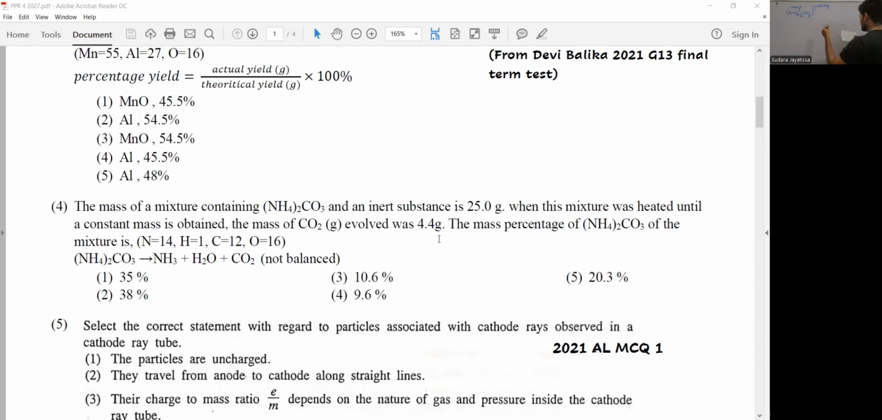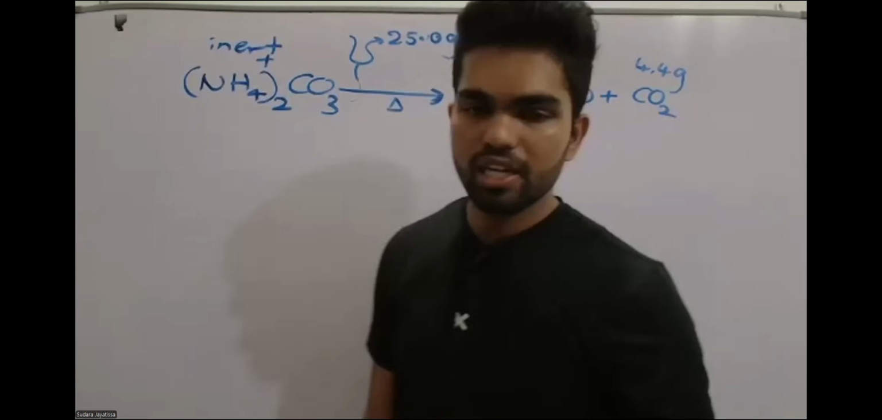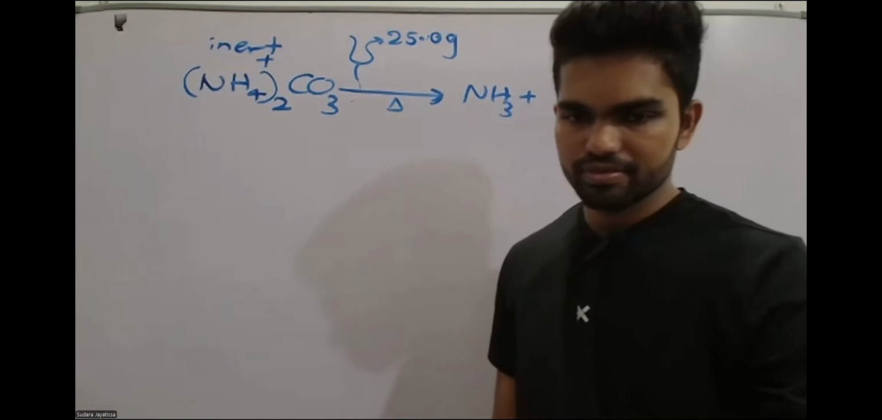Then you are thermally decomposing that one. That means you are heating that one until it gives you a constant mass. The reaction happening is you are getting ammonia, water, and carbon dioxide. Okay, so it says 4.4 grams of carbon dioxide is given. They're asking the mass percentage of ammonia present in the solution. Okay, now let's quickly see that one.